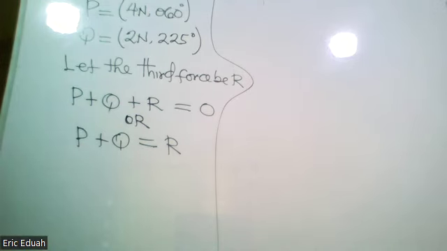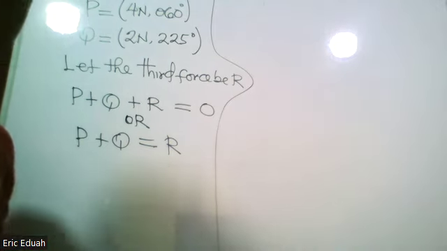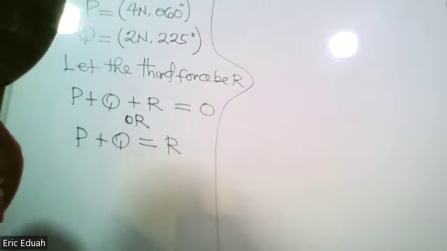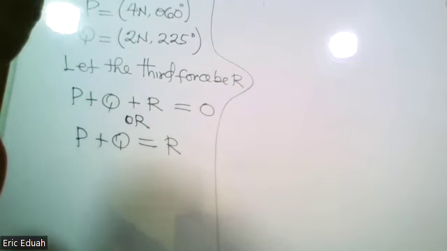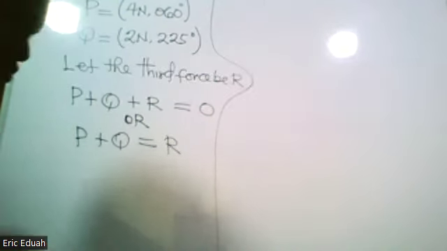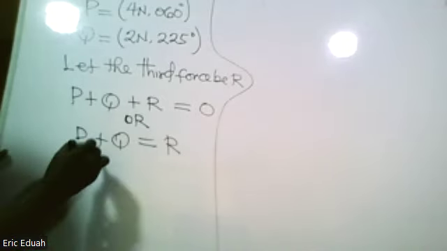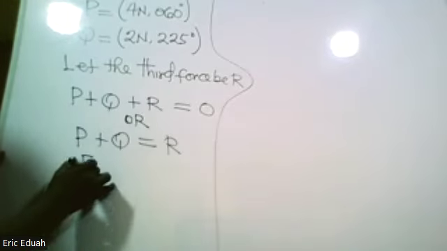What are the components of P? Two, three, and two. All right. So, 2 root 3 and 2.